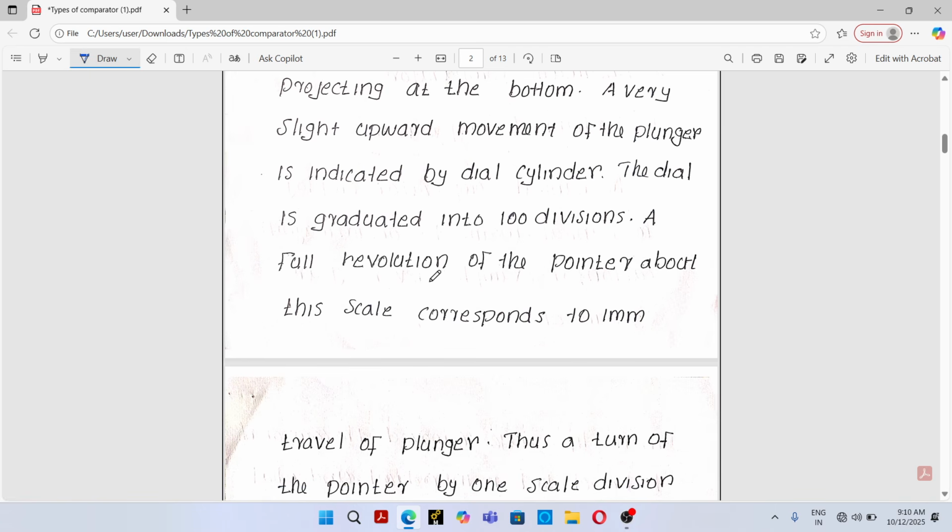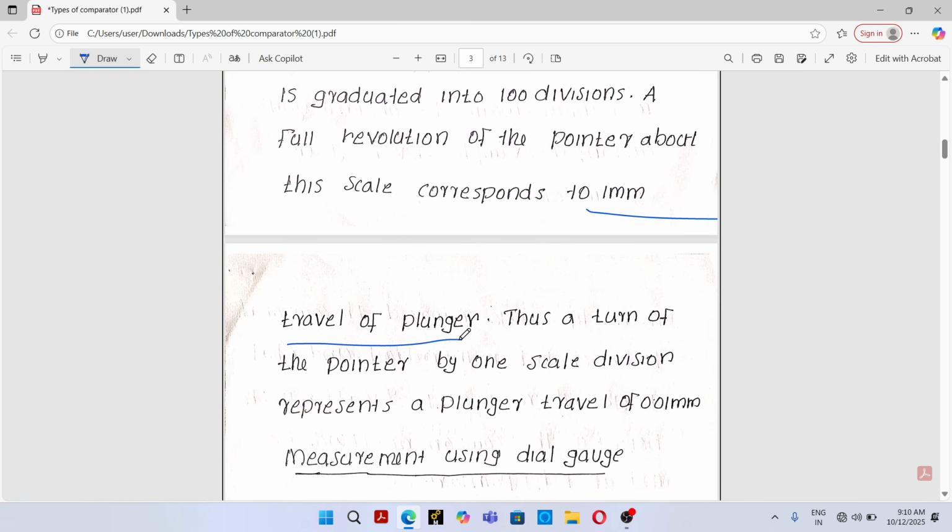A full revolution of the pointer above the scale corresponds to 1 mm travel of the plunger. Thus, a turn of the pointer by one scale division represents a plunger travel of 0.01 mm.